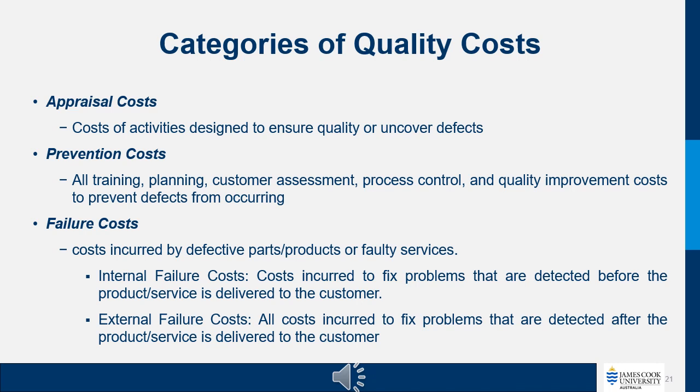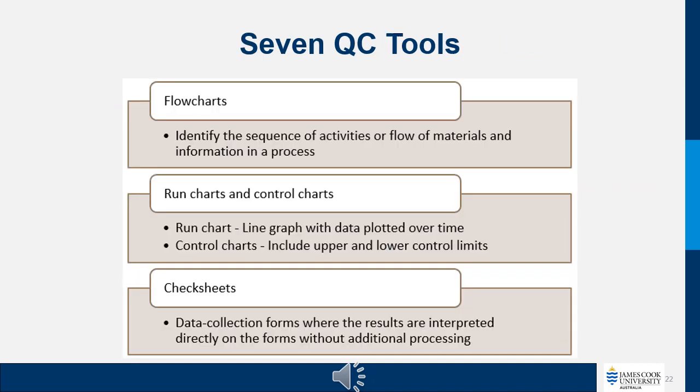Internal failure costs are incurred to fix problems that are detected before the product or service is delivered to the customer. External is when the product or service is delivered to a customer, then we need to fix them. So there are different costs involved. There are seven quality control tools. We go through them one by one.